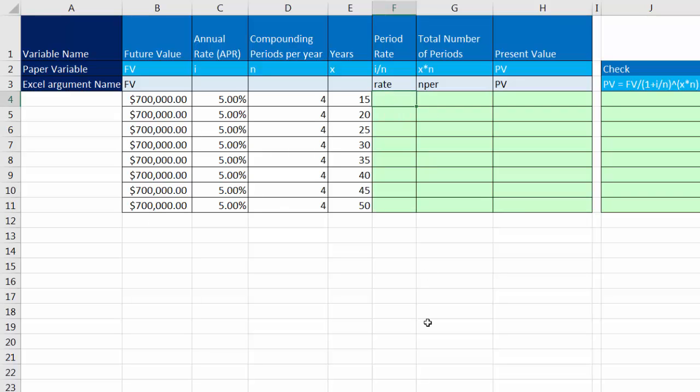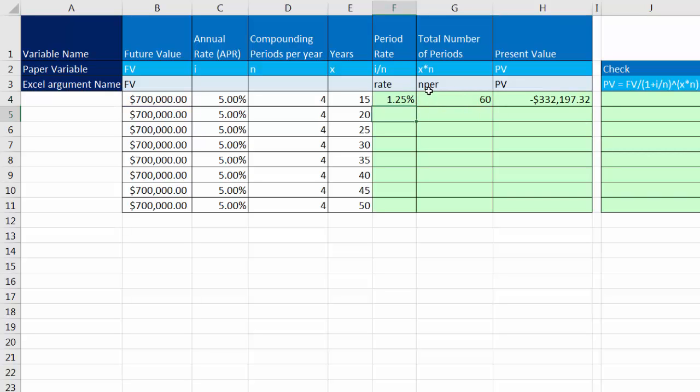All right, so our period rate equals annual rate divided by number of compounding periods. Tab. Total number of periods, I'm going to take years times number of compounding periods per year. Tab. Equals PV, tab. The rate, that's the period rate. So there it is. Comma. NPER, that's total number of periods. Comma. We don't have any regular payment of cash. Comma. We do have a future value we're trying to save up for. Arrow over to get as a positive number 700,000. We do not need type, close parentheses.